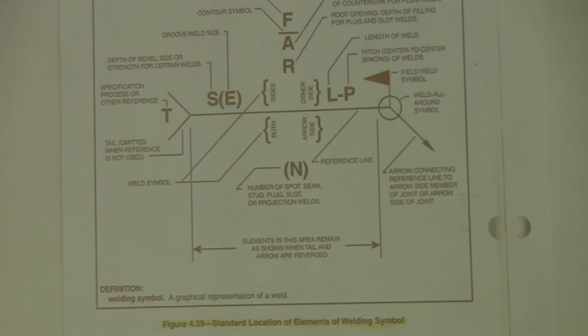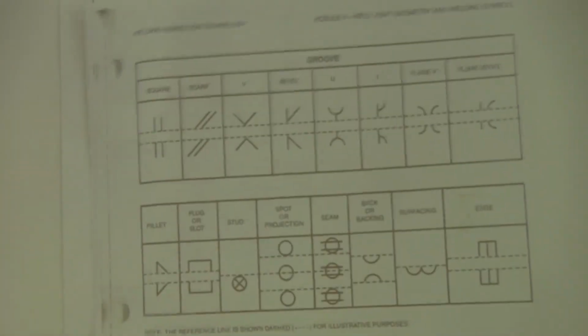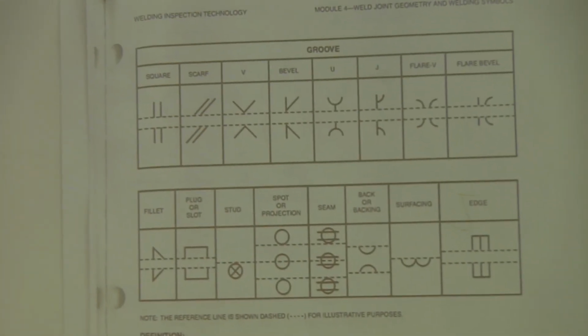The basic weld symbol is not shown here. These are actually the basic weld symbols. And so one thing to point out, there's a difference between a weld symbol and a welding symbol. The weld symbols are these symbols here, which are a part of the welding symbol. The welding symbol is the whole symbol.